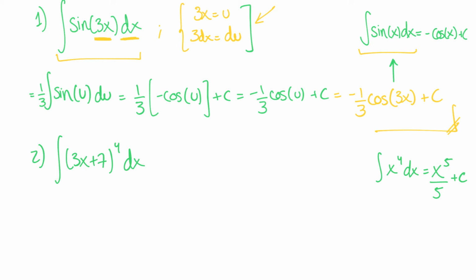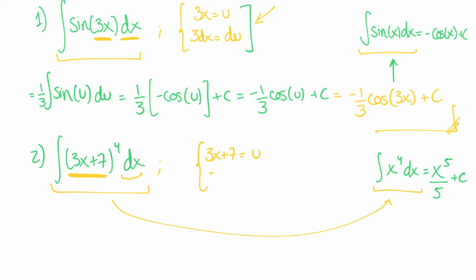So I'm going to do a quick change of variables. Once again, I realize that for this integral to look more like this integral, I need to substitute the entire thing that's being raised to the power 4. So I'm going to say that 3x plus 7 is equal to u. But remember, I also need to change the dx.